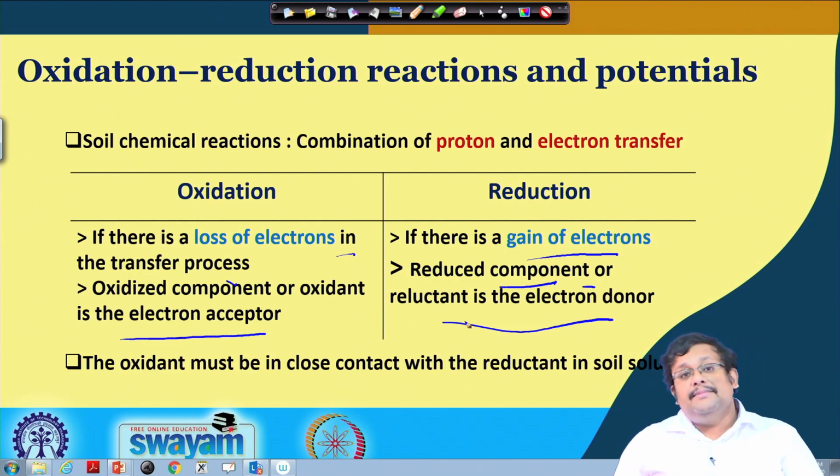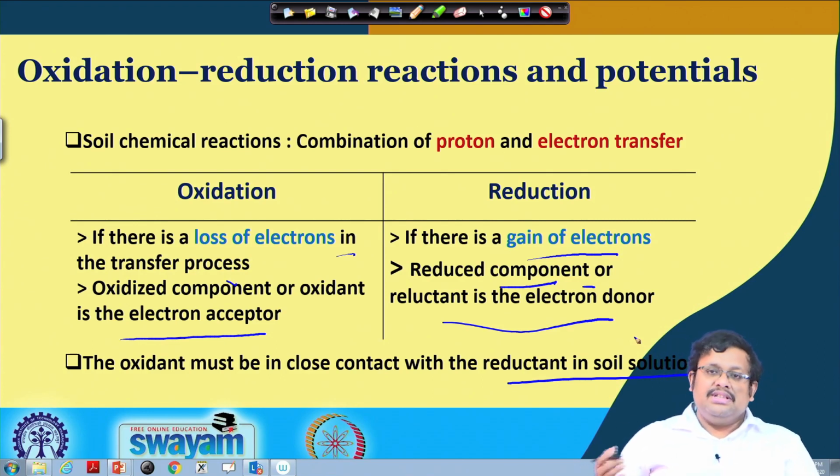So, the oxidant must be in close contact with the reductant in soil solution to govern these redox reactions. Obviously, you will see, specifically when we talk about different reactions and conversions of different elements in submerged soil, that different oxidized forms are in close contact with different reduced forms, so that dynamic change of the species occurs.